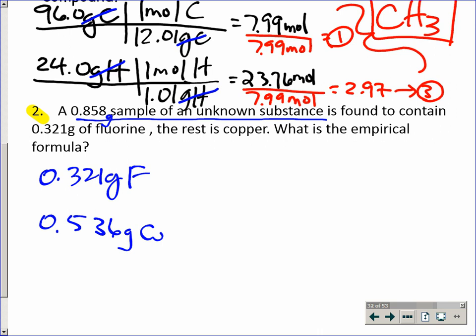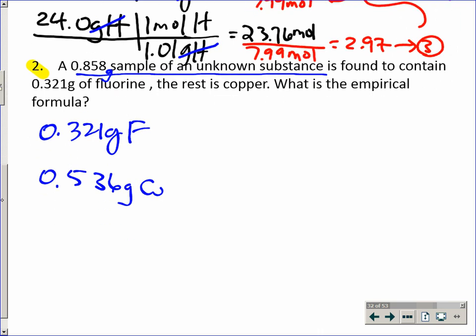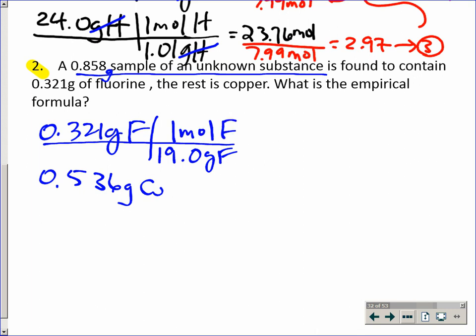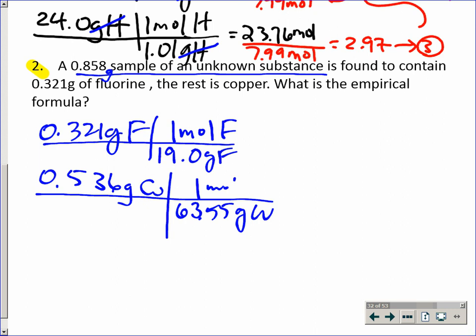Let's see here. Can you guys tell me after we get this data, what would you do next? Okay, what's the molar mass of fluorine? 19, gotcha. I'm going to ask one table at a time. 19 grams of fluorine, and that's converted to 1 mole of fluorine. All right, Nana, what's the molar mass for copper? 63.55 grams of copper, and I'm putting this on the bottom so I can cancel. All right, how many moles is this, Estes?